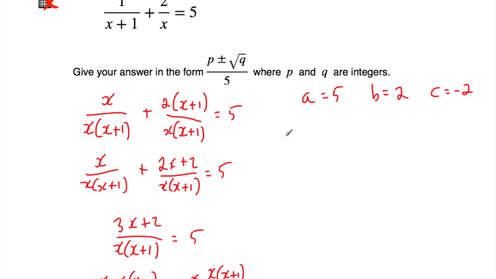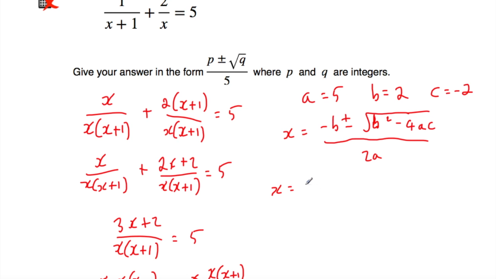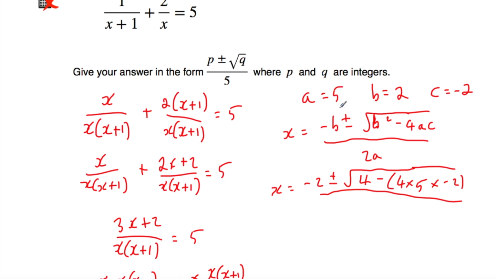Okay, let's write down the quadratic formula. So x equals negative b plus or minus the square root of b squared minus 4ac, all divided by 2a. Okay, so if that's the quadratic formula, let's substitute in our values. So x equals negative b, well b is equal to 2, so it's going to be negative 2. So negative 2 plus or minus the square root of b squared, so 2 squared is 4, minus, and I like to put this bit in a bracket, 4 times a, which is 5, times c, which is negative 2. And that's all divided by 2a, and a is equal to 5, so 2 times 5 is 10.